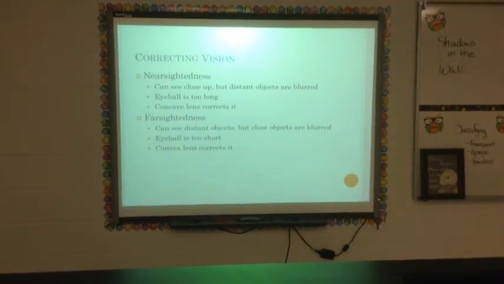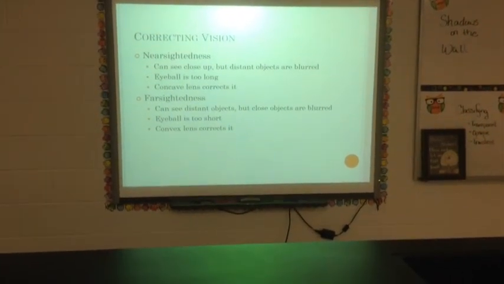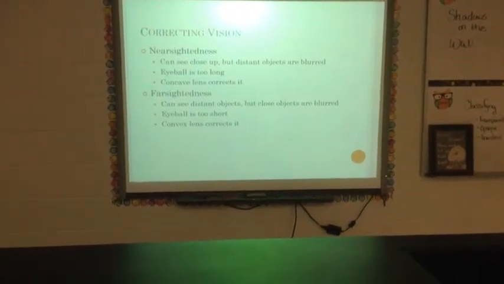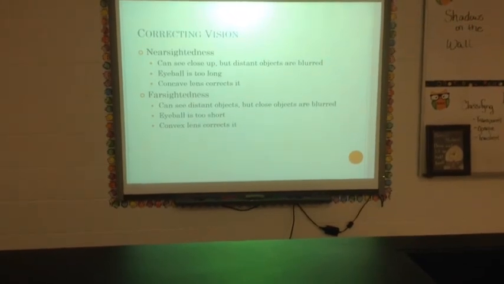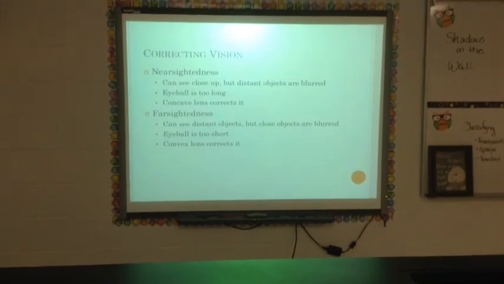Farsightedness. Farsighted means you can see things far away, so close things get blurry. These are people that wear reading glasses. That is when your eyeball is too short and you have to have a convex lens to correct it.